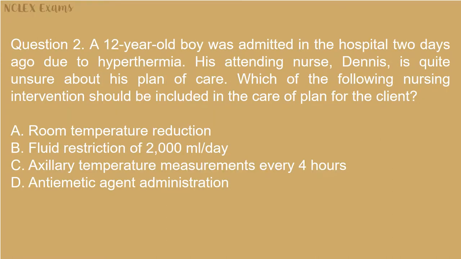Question 2. A 12-year-old boy was admitted to the hospital 2 days ago due to hypothermia. His attending nurse, Dennis, is quite unsure about his plan of care. Which of the following nursing interventions should be included in the plan of care for the client? A. Room temperature reduction. B. Fluid restriction of 2000 ml/day. C. Axillary temperature measurements every 4 hours. D. Antiemetic agent administration.